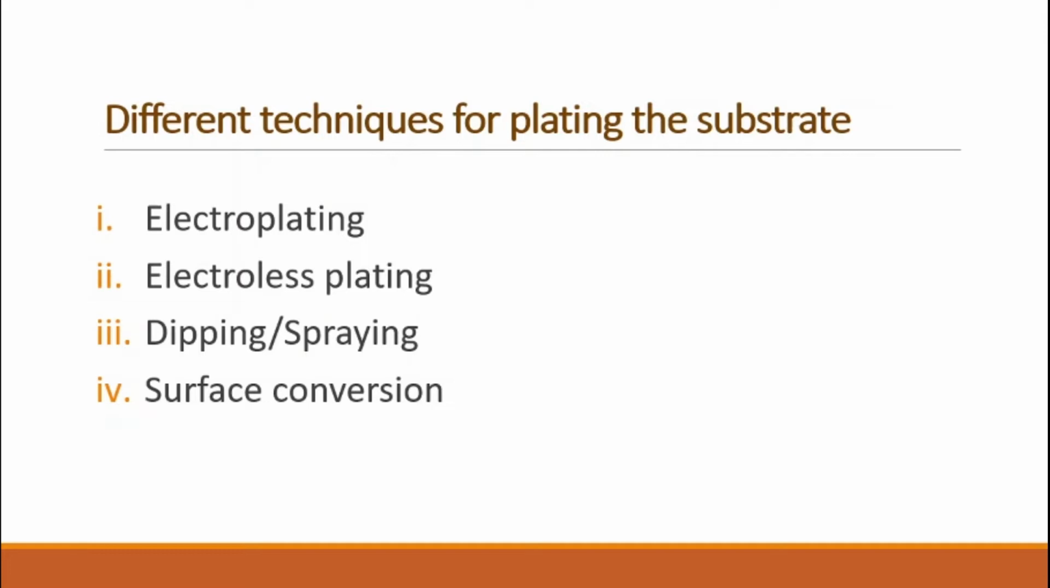Now the third one is either dipping or spraying, which is simple. You can take the substrate and dip it in the metal ion solution, or you can spray the metal on the surface of the substrate. The last one is surface conversion, where you do not deposit anything from another source. You basically convert the surface atoms of a substrate into another compound, which will now be the deposition. So these are the four techniques of doing this. Let us try to understand these one after the other.